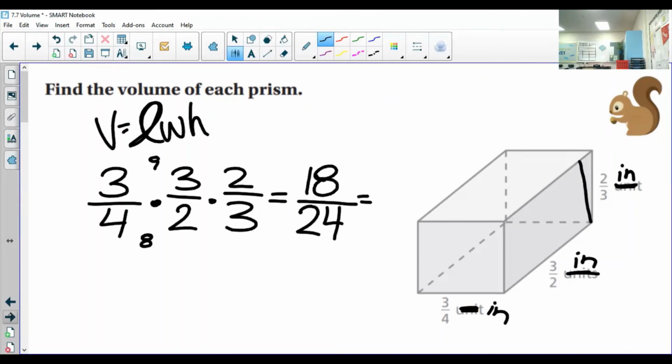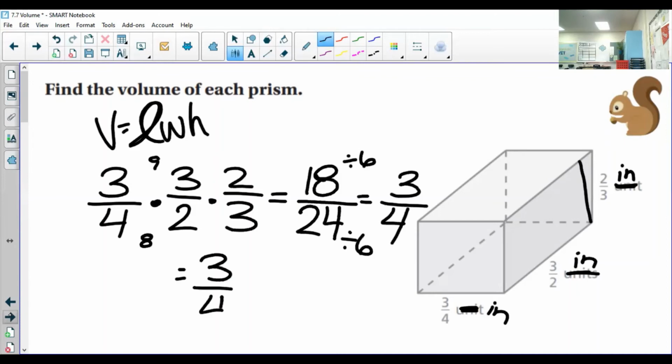Okay? Now that fraction is not in simplest form. So in order to do that, I'm going to find a common factor that I can divide by. And I know that 6 goes into both of these numbers. So I'm going to divide by 6. 18 divided by 6 is 3. And 24 divided by 6 is 4. That cannot go any smaller. So my final answer is 3/4 inches cubed.